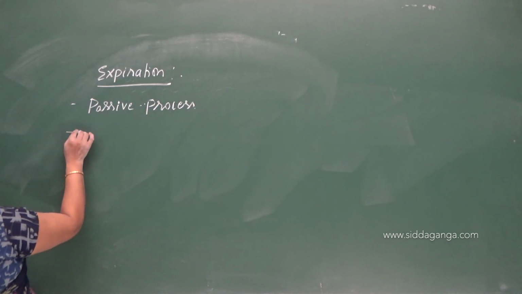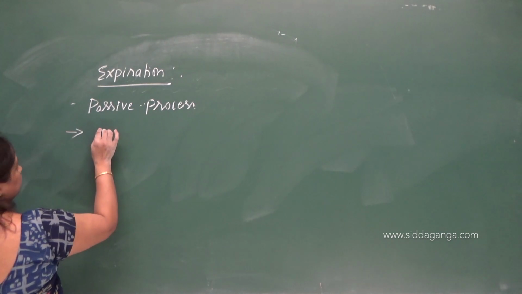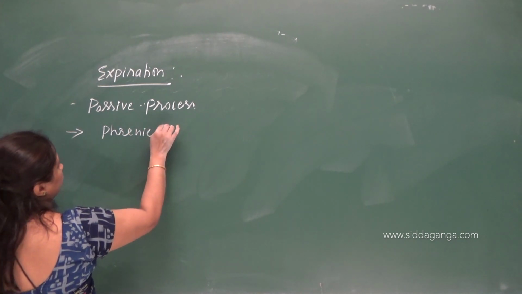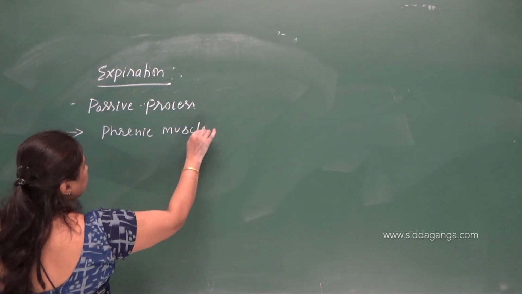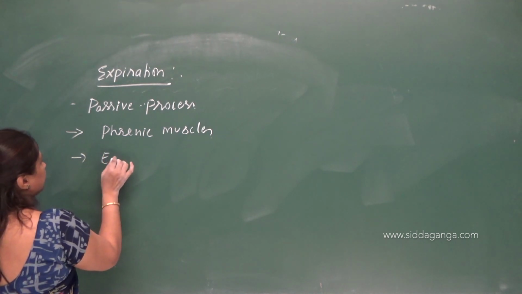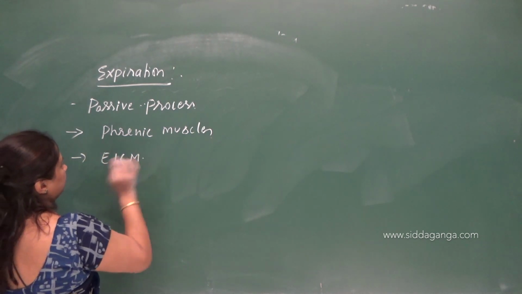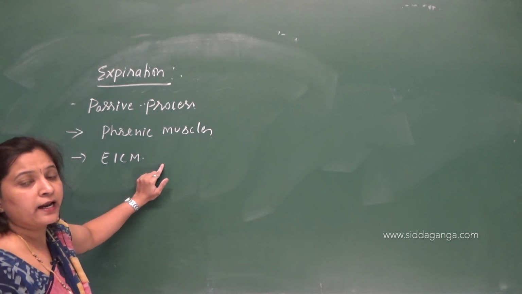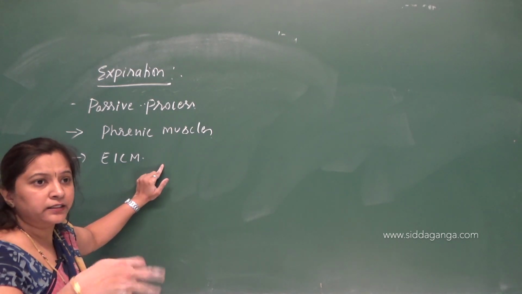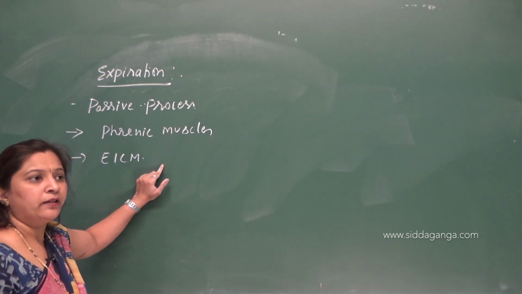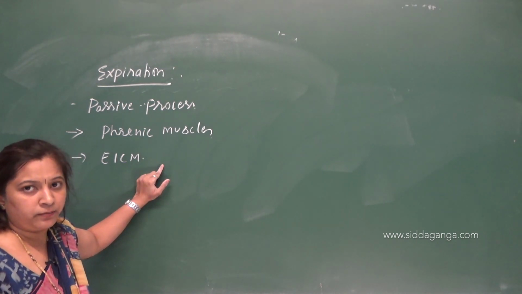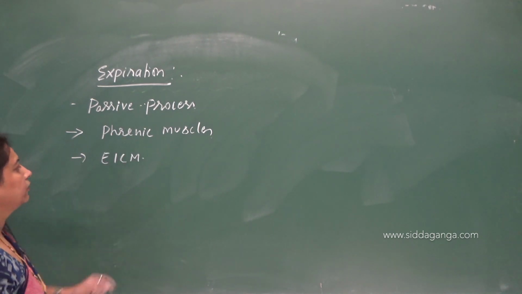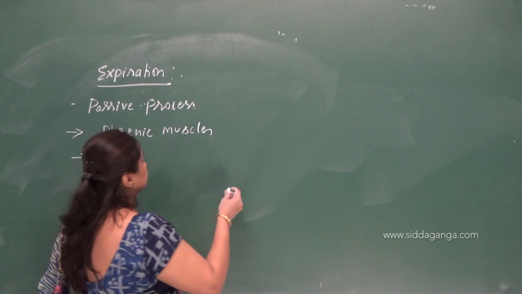The muscles involved in expiration are the same muscles, that is the phrenic muscles of the diaphragm and the external intercostal muscles. But this time these muscles do not contract but relax. The relaxation causes a decrease in the volume of the thoracic cavity, thereby an increase in the intrapulmonary pressure. So the air which is present in the lungs is expelled out. Let us see what happens during expiration.